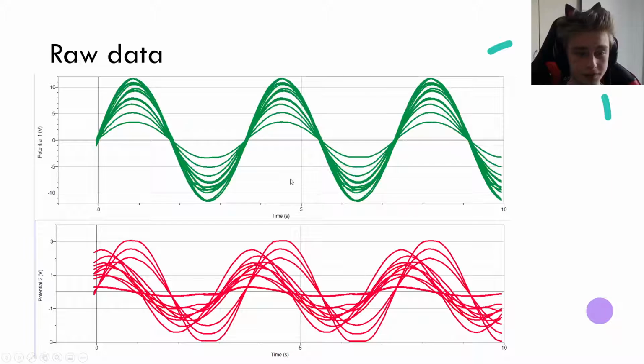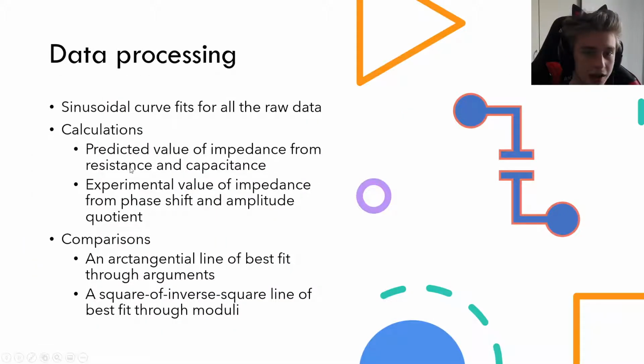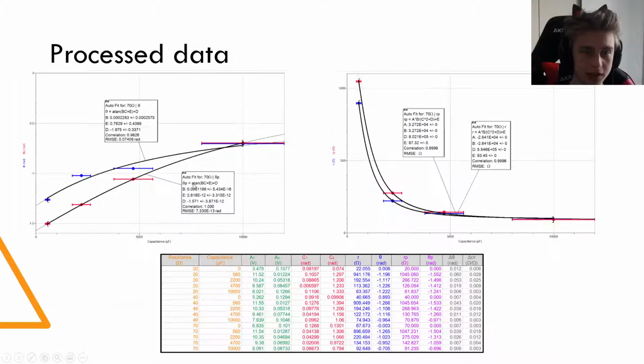Raw data. Cool. Sine waves. Cosine waves. No, sorry, sine waves. Then I made sinusoidal fits to process the data and calculated the predicted values using resistance, capacitance, and then the actual values from my experiment.